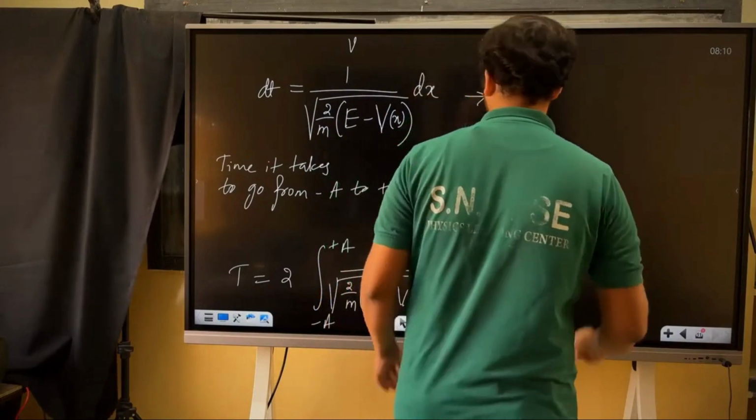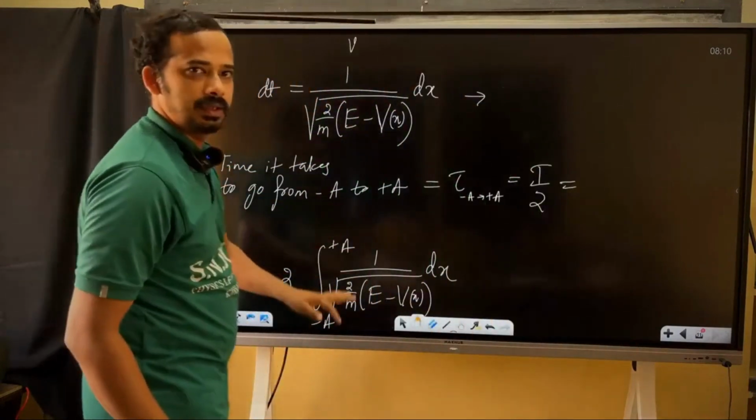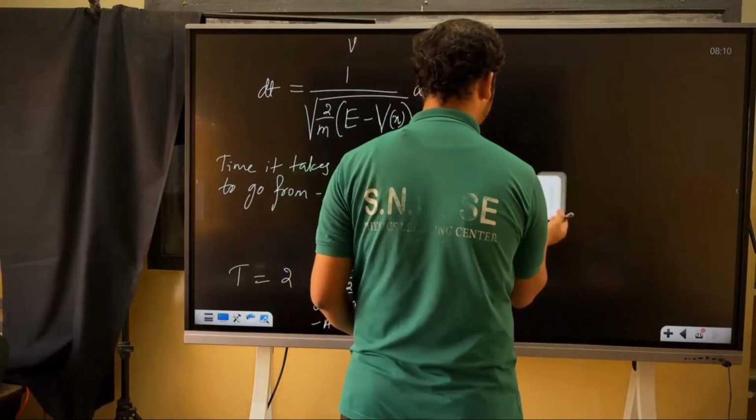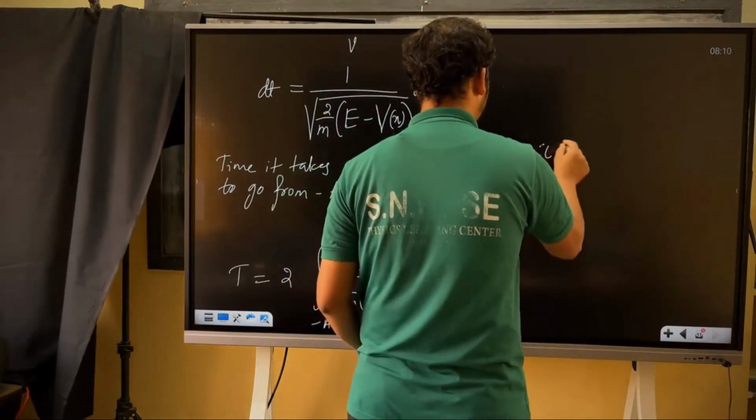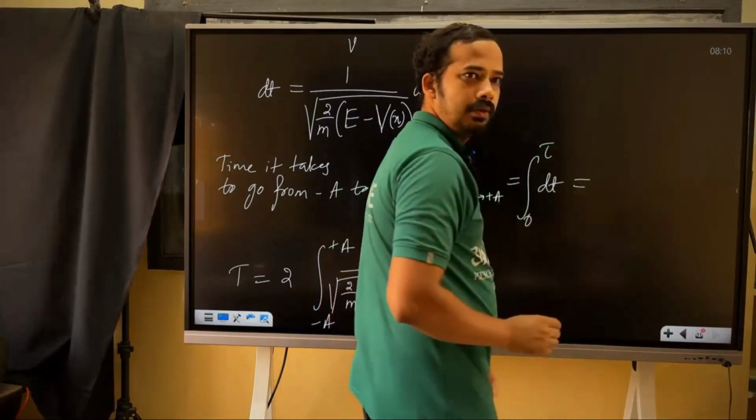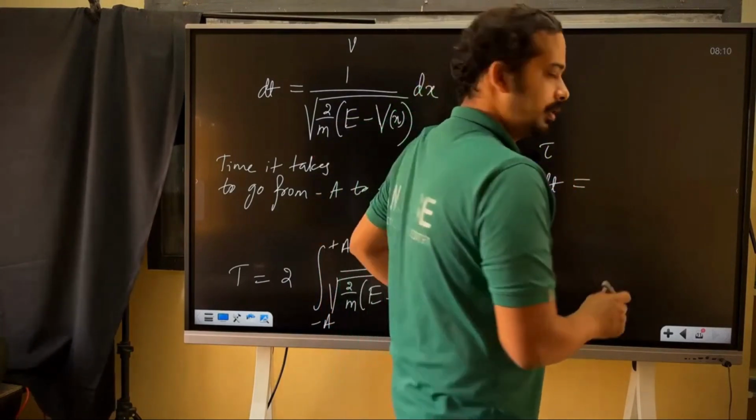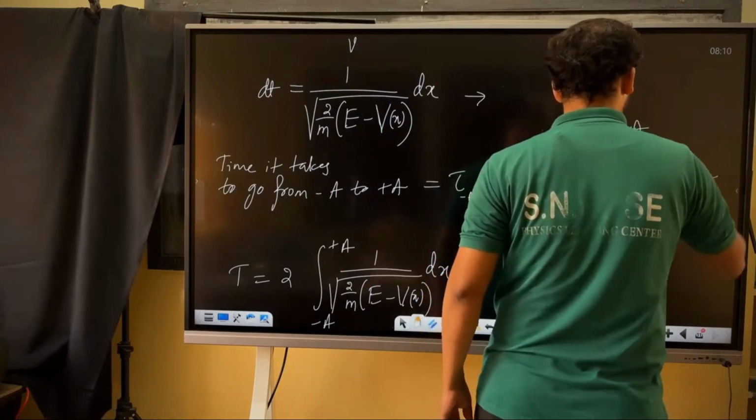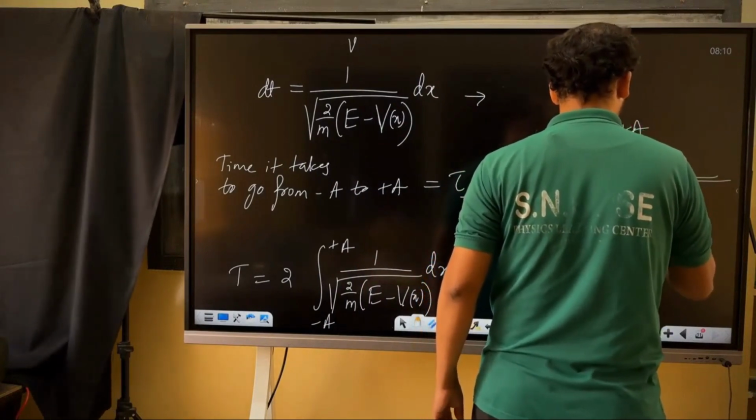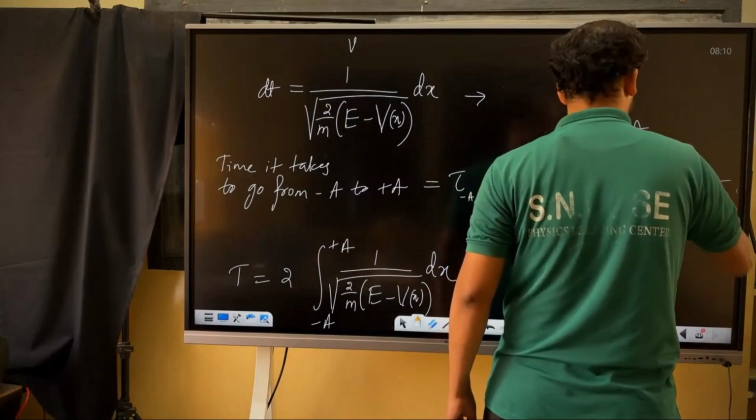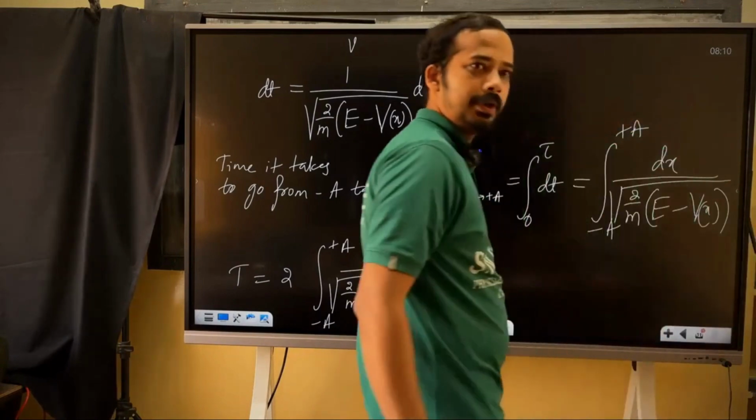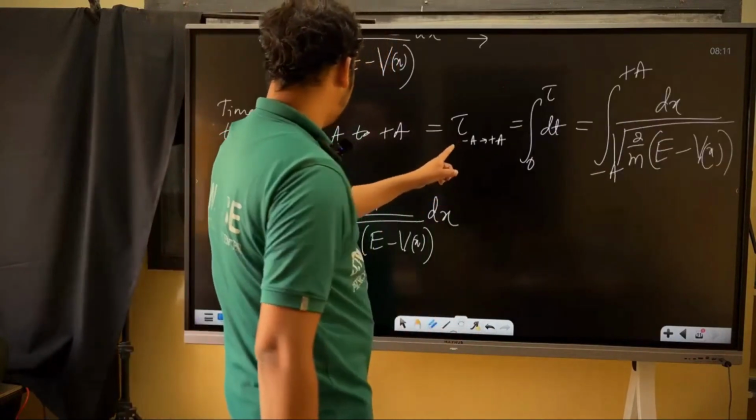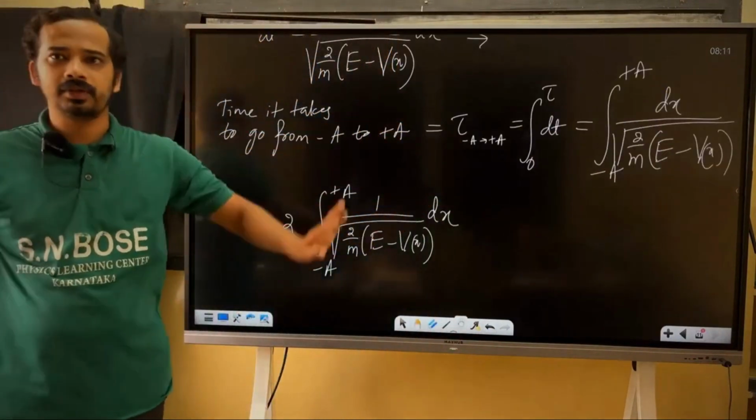That's equal to, this one should be integrated. Can I say like this? 0 to tau dt, if I start my clock at minus a. On this side, minus a to plus a, dx by root of 2 by m, what is this one? E minus V of x, isn't it? So this is actually half of the time period. Actual time period is twice of that one.